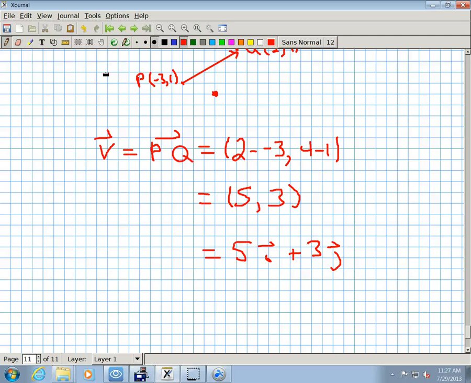So 12.1 was how to deal with vectors polar-wise. 12.2 is how to deal with vectors component-wise. We've talked about adding, subtracting, and dilating.